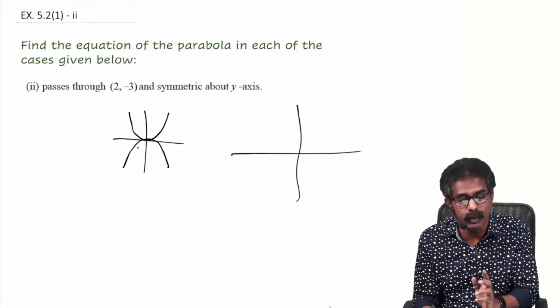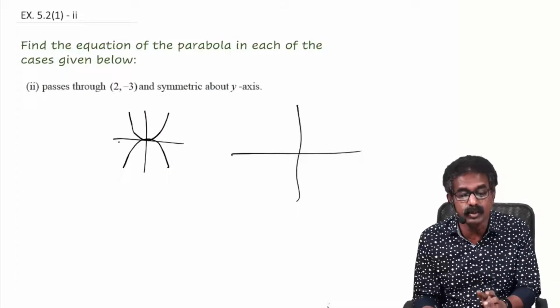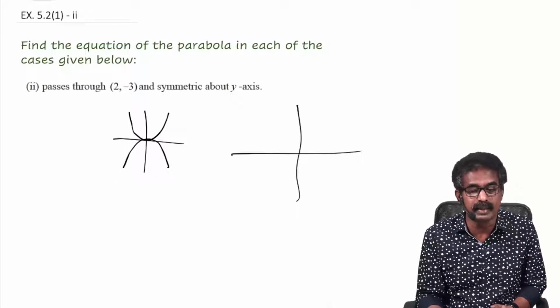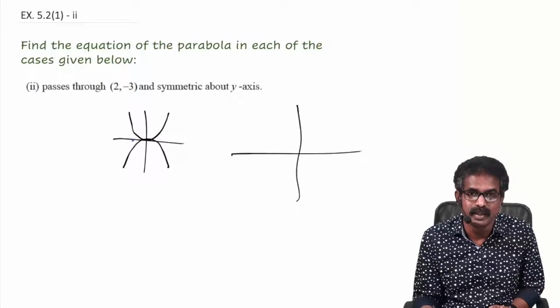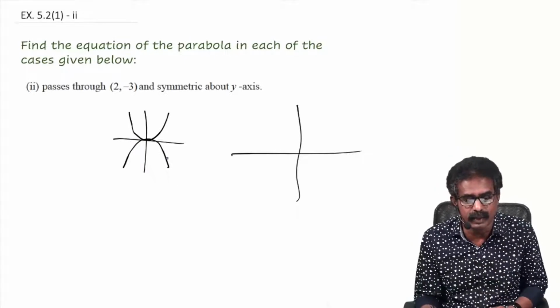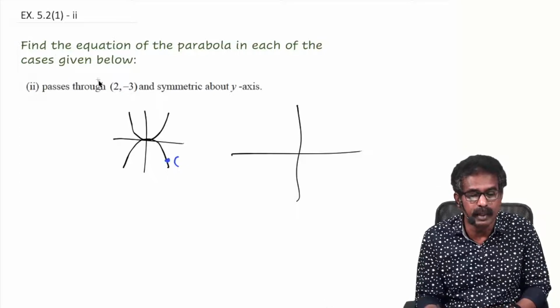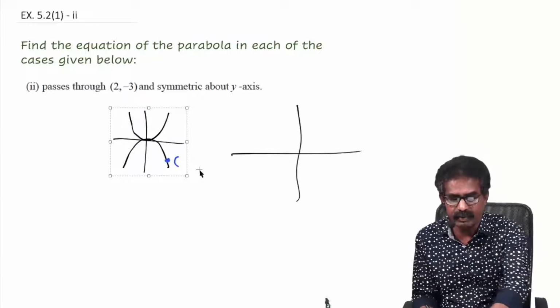But let us see what is given extra information. Passes through 2 comma minus 3. 2 comma minus 3 will be in which quadrant? X-axis 2, y-axis minus 3. It will be somewhere here, right? So definitely this is of which type? It is open downward. Like that only you have to identify which type it is.